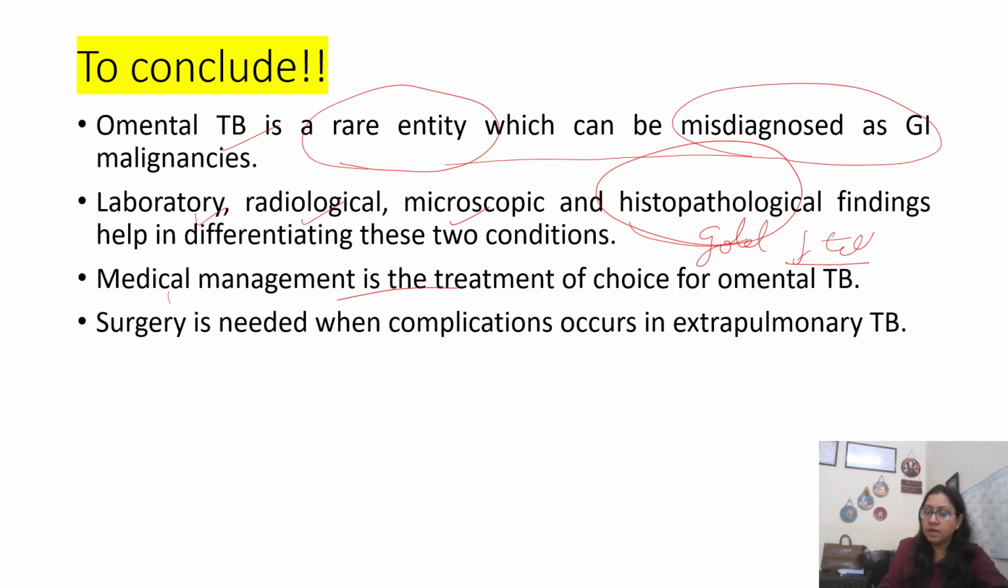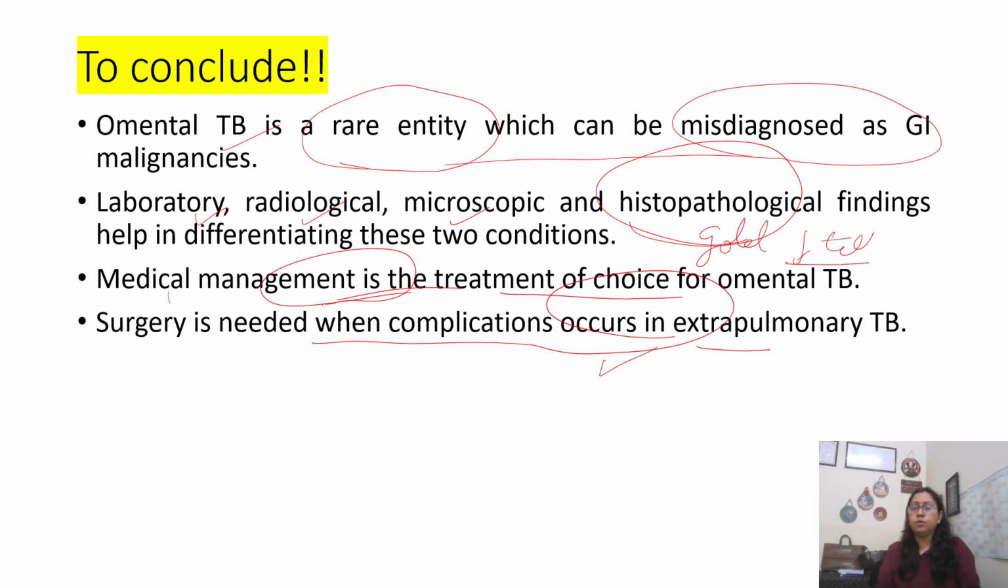Had the patient presented earlier, medical management would have been the treatment of choice for omental TB. Surgery is needed only when complications occur in extrapulmonary TB. Our patient landed up in surgery, and she succumbed to her illness because there were multiple perforations. Maybe she went into sepsis, we don't know the clinical condition, but she succumbed to the illness after the gross specimen, and when we reported and tried to get the history, the patient was no more.